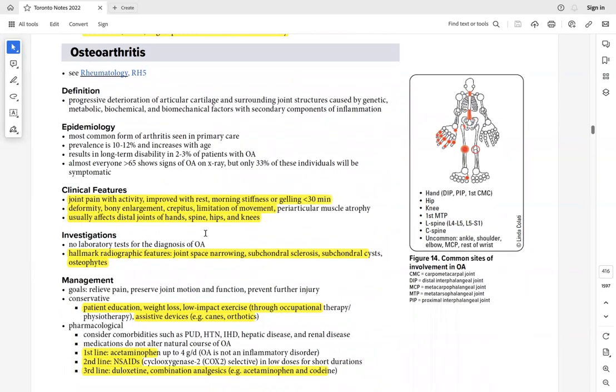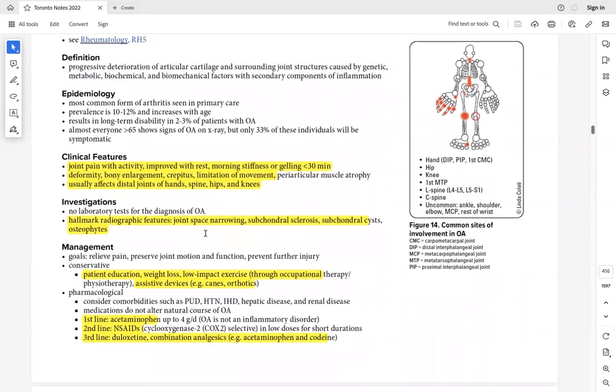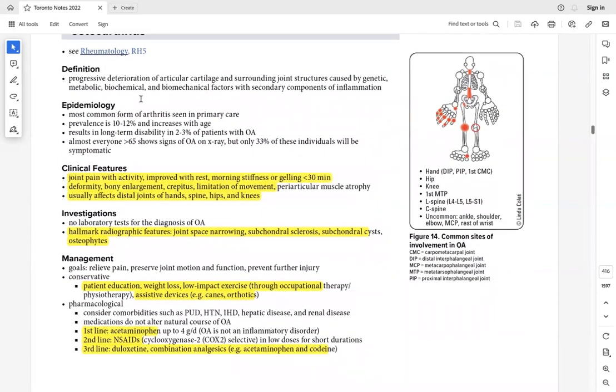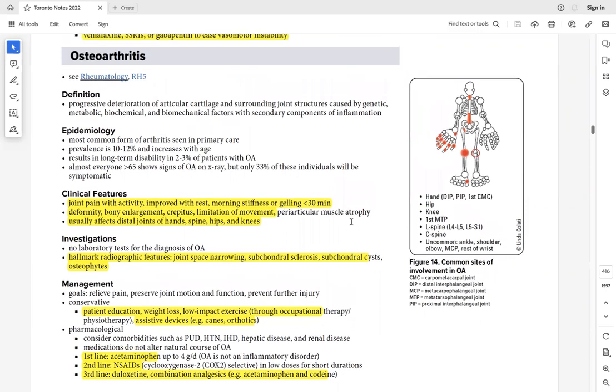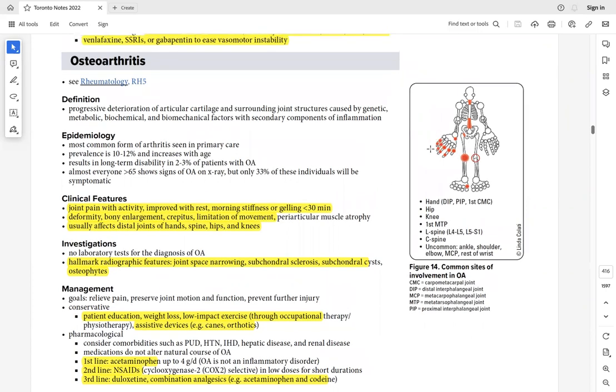Then we have osteoarthritis. What is osteoarthritis? It is progressive deterioration of the articular cartilage and surrounding joint structures caused by genetic, metabolic, biochemical, and biomechanical factors with secondary components of inflammation. You should know which joints are involved in osteoarthritis. In the hand: the distal interphalangeal, proximal interphalangeal, and first carpometacarpal. Then the hip joint, knee joint, first metatarsophalangeal, and the spine, the lumbar spine.